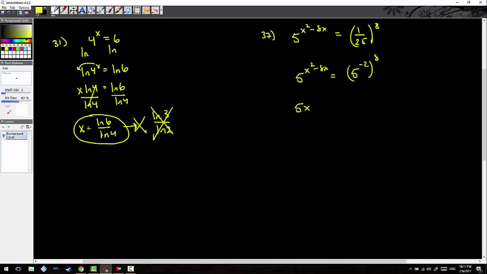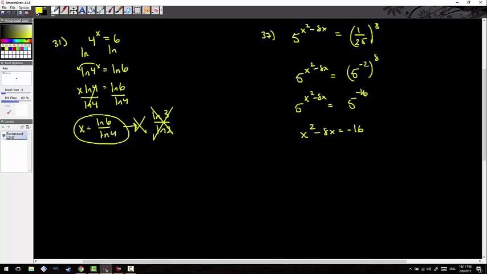So I got 5 to the x squared minus 8x is equal to 5 to the negative 16 now. And now from here, because the bases are the same, the exponents can be made the same. So x squared minus 8x is equal to negative 16.